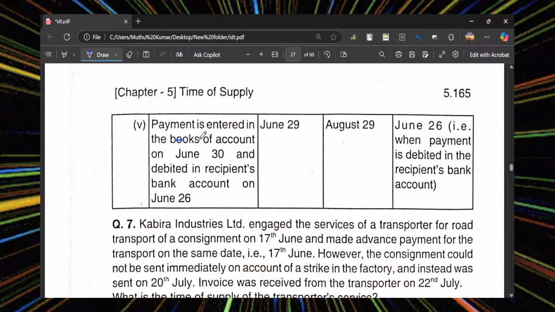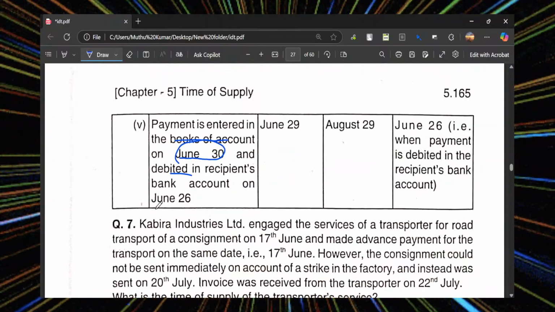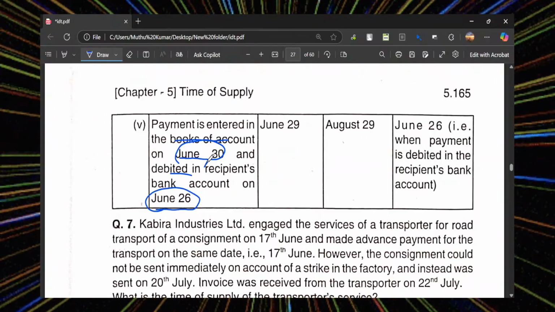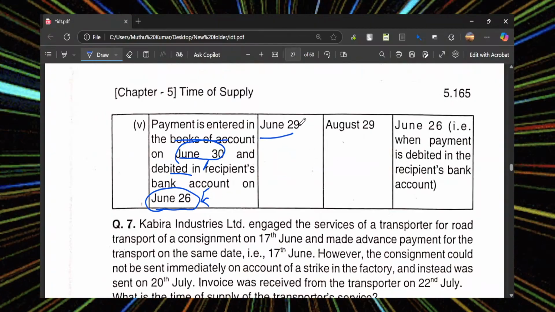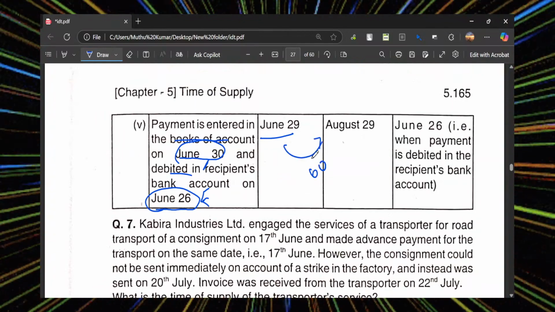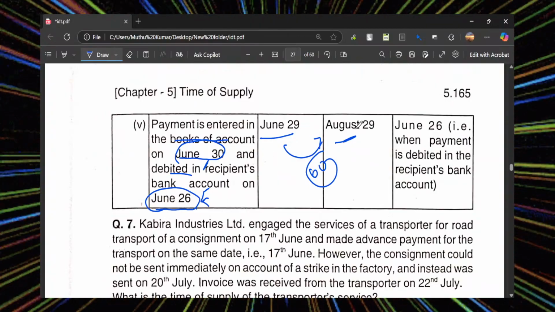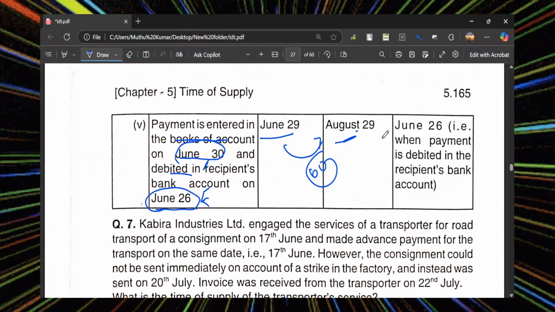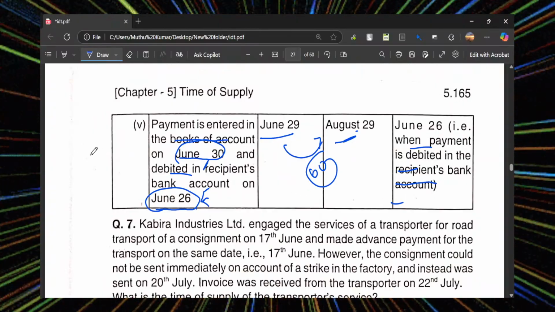Here, the payment is entered into the books of account June 30, but debited in the recipient's bank account June 26. So June 26, you receive the payment, and June 29 plus 60 days is August 29. So whichever is earlier, June 26 or August 29, it is June 26. So June 26 is the date the payment is debited in the recipient's bank account.